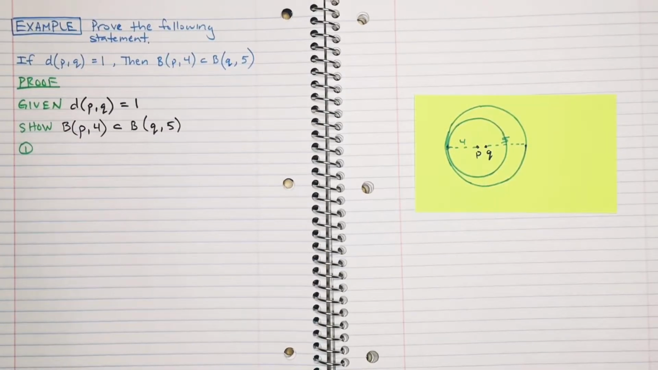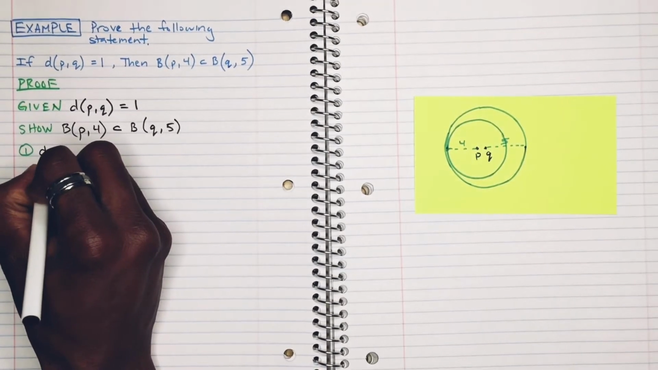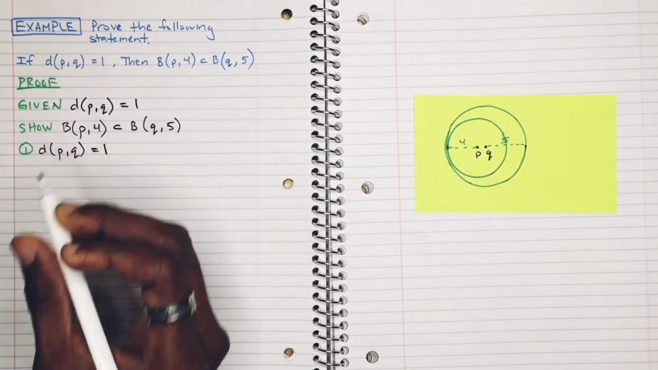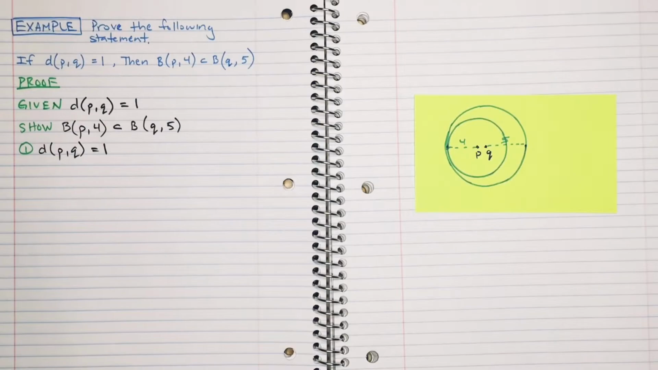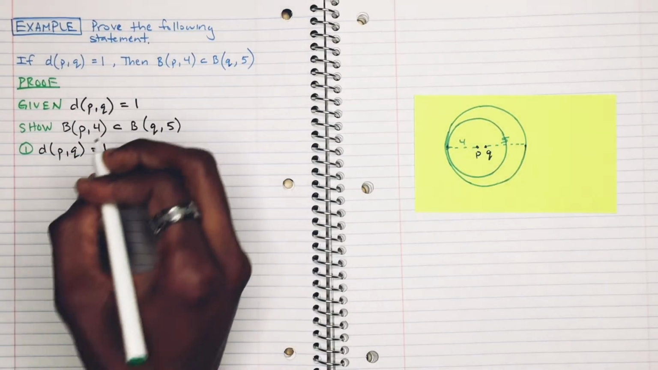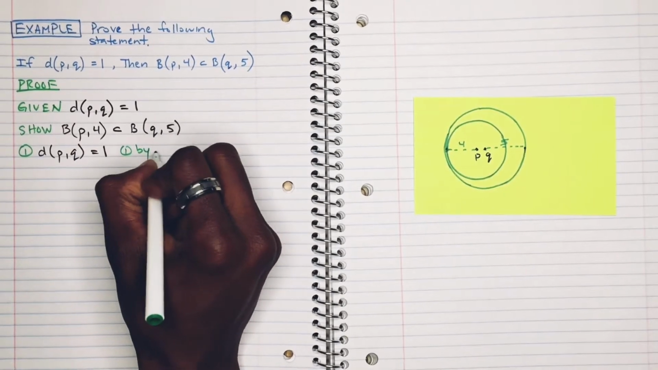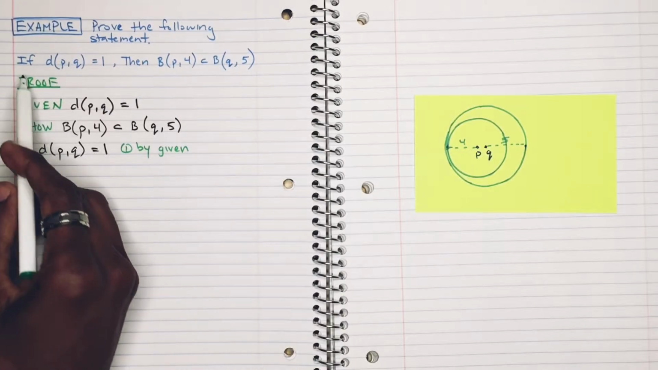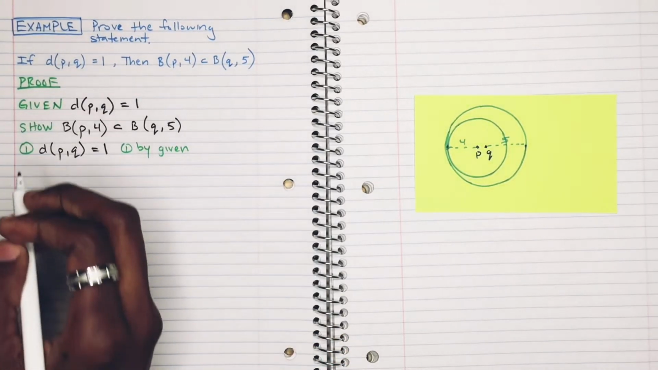So step 1, we're always going to start with our given statement, what we already have listed there, which is the distance from point P to point Q is equal to 1. And the way that we justify writing this in our proof is by saying, very simply, by given, okay? It was told to us. It's our given statement. It came right after the if statement. Let's move on to step 2.